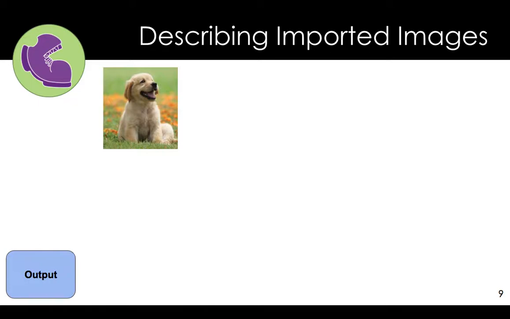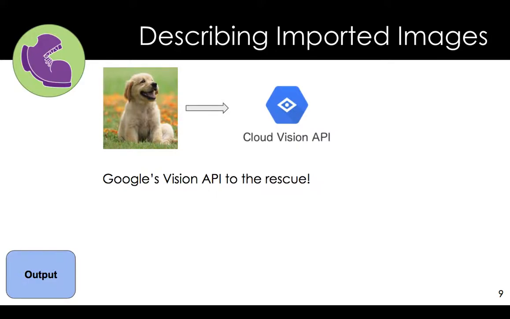But what about describing imported images? Suppose there's a program whose output is the image of a puppy. In this situation, we use Google's Vision API. We pass that image up to the cloud, the Vision API produces its best guess for a description of the image, and we pass that along to the screen reader.